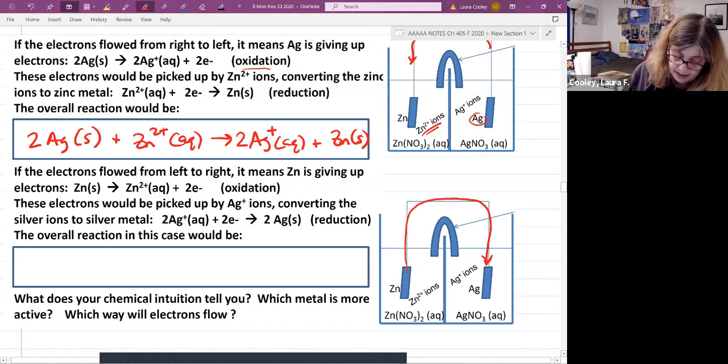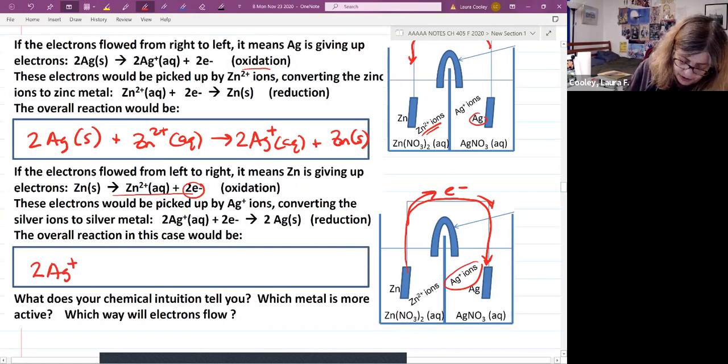And in that case, the zinc would be giving up an electron. Zinc would get oxidized, see? Those electrons would flow through this wire to the other side, where they would be picked up by the silver ions, which would be reduced.